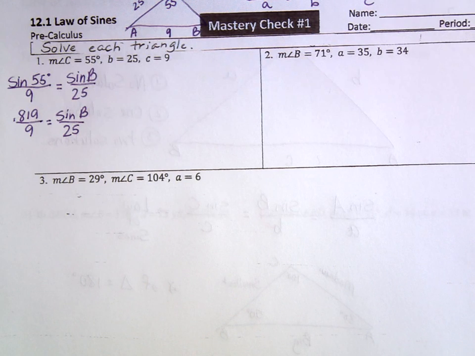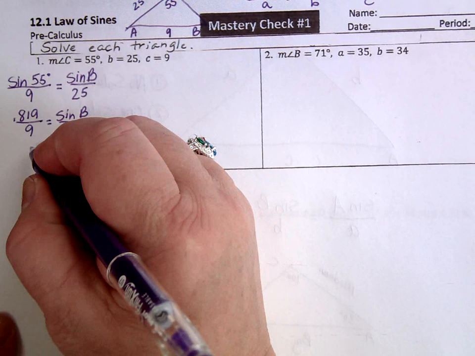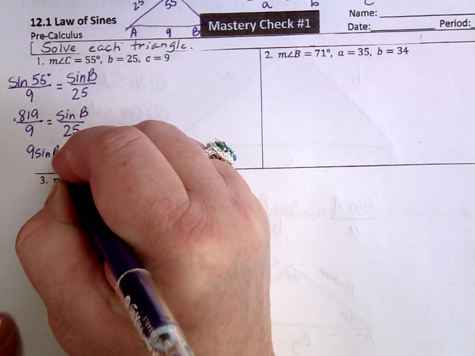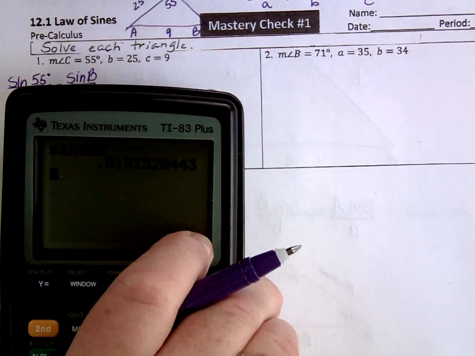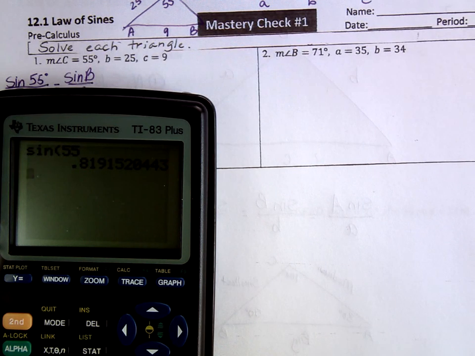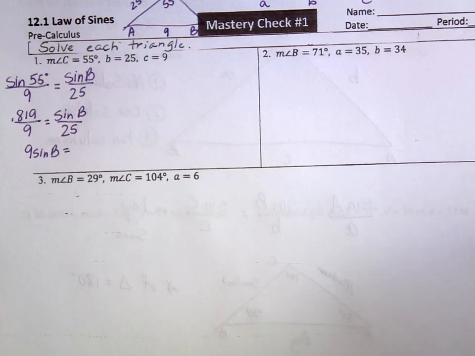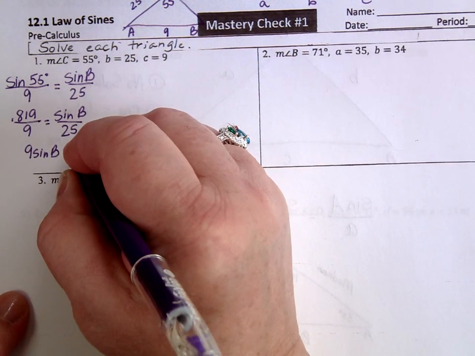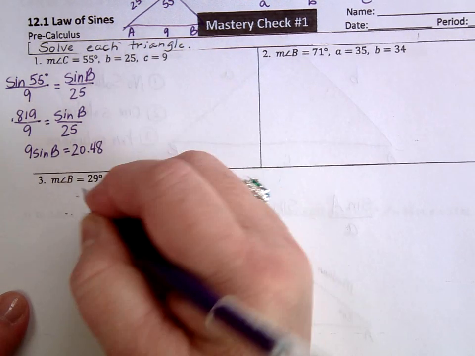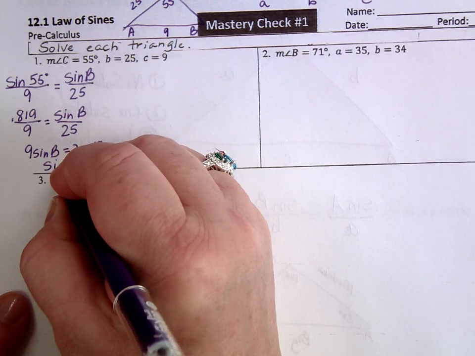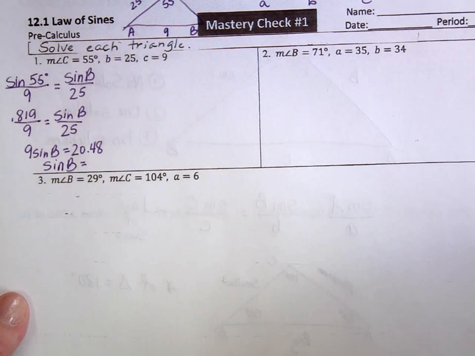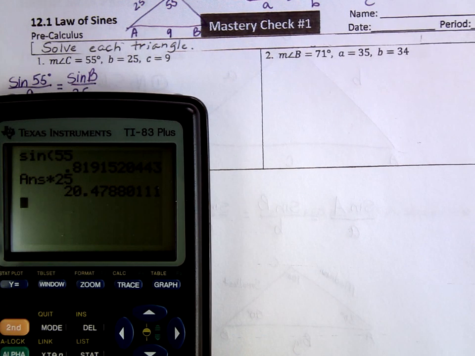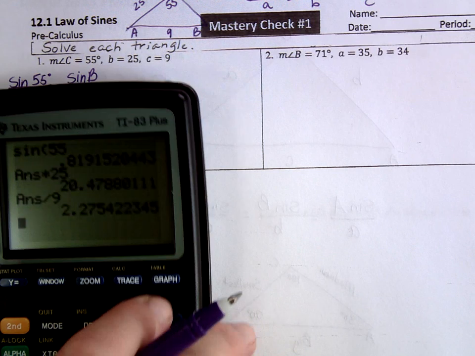And what I'm going to do is cross multiply this thing. So I'm going to take 9 times the sine of b equals 0.819 times 25. So I'll take this number times 25. I get 20.48. Which means divide by 9 now. The sine of b equals whatever 20.48 divided by 9 is. And that would be 2.28.